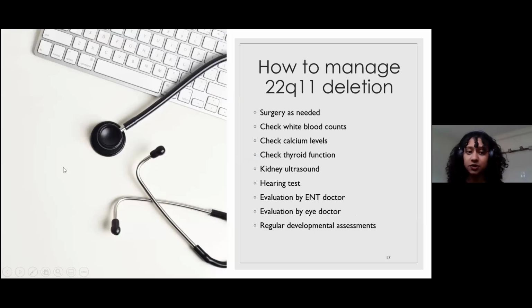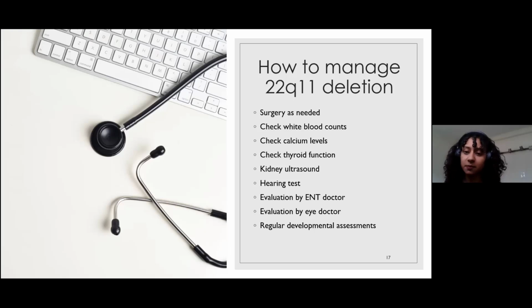So how do we manage 22q deletion syndrome? It's a pretty complex disorder, like I talked about. If you have differences in your heart structure or your palate or different parts of your body, you might need surgery to correct those. We'd check your white blood cell counts to make sure your immune system is healthy. We check your calcium levels regularly, because if your calcium gets too low, you can have other medical problems from that. We check thyroid function regularly because thyroid hormones might not be produced appropriately. We do kidney ultrasounds because they can have differences in the structure of their kidneys. We check their hearing because they can have hearing loss.